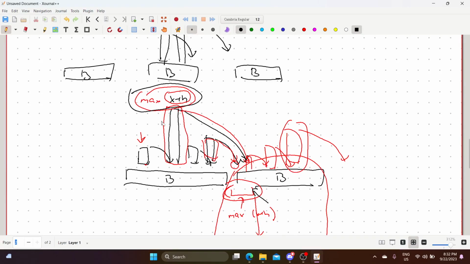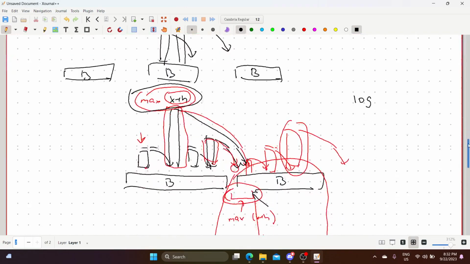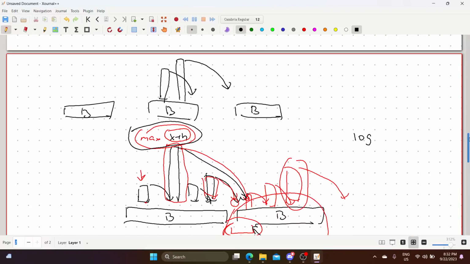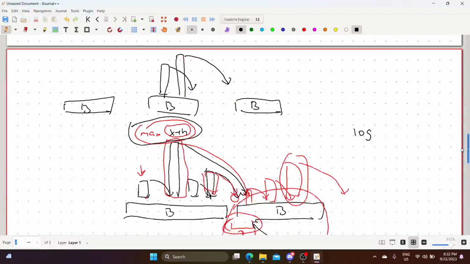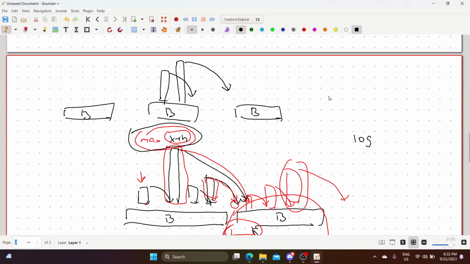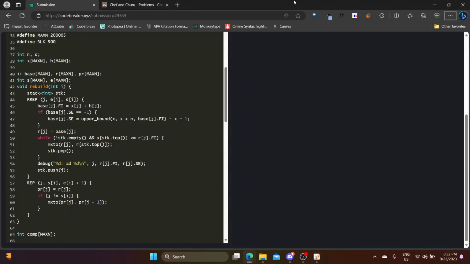So what we can do is a lower bound inside the bucket. This will incur an additional log, but the constant is so small that it actually also passes. But if you want to try, there's also a way to do it in pure square root. It's something like n square root n plus q log or something. Yeah, something like that. But that's not needed for this problem.